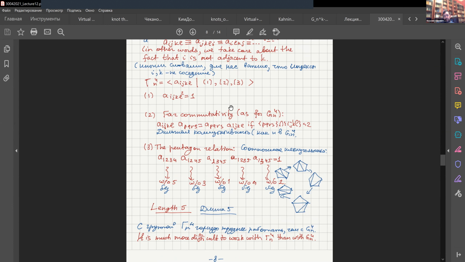And as for codimension 2, we can go back and forth, which means that each generator squared equals 1, or we can have some codimension 1 situation when 5 points are on the same circle, or we can have some far commutativity when we have 2 different quadrilaterals, and we have 2 different circles. And in order to have 2 different circles, this circle should share no more than 2 points.